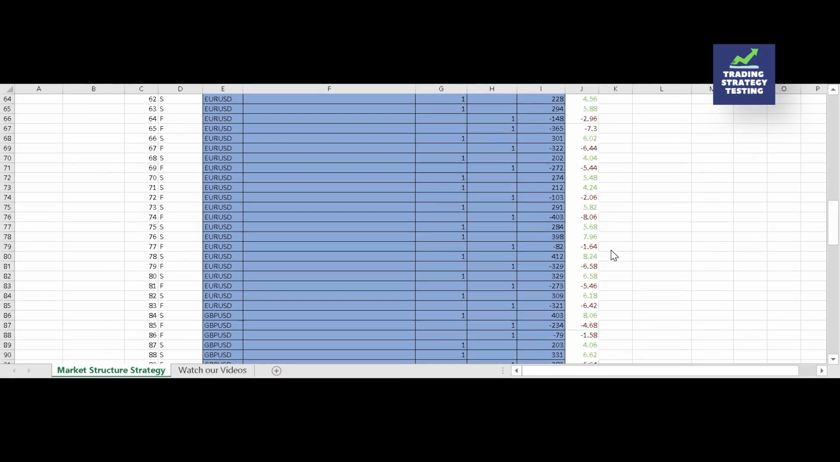We have just finished backtesting the strategy. It took us 2 hours to complete the process and we used a second currency pair to make sure that we have enough entries.